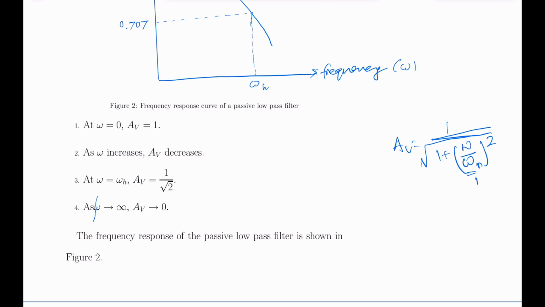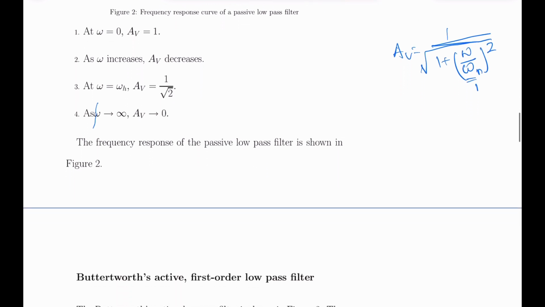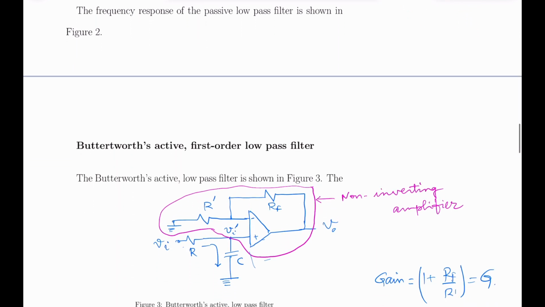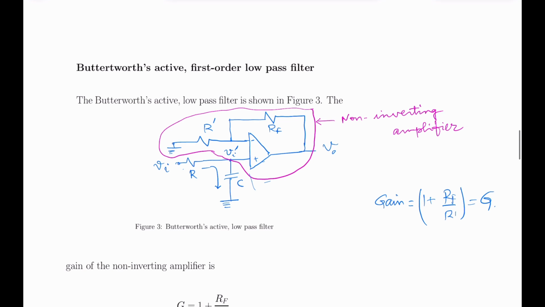So this is the frequency response curve of the passive low pass filter shown in figure 2. The frequency at which the gain falls to 1 by root 2 times its value at omega equal to 0 is known as the higher cutoff frequency or upper cutoff frequency. Okay, now we come to Butterworth's active first order low pass filter.